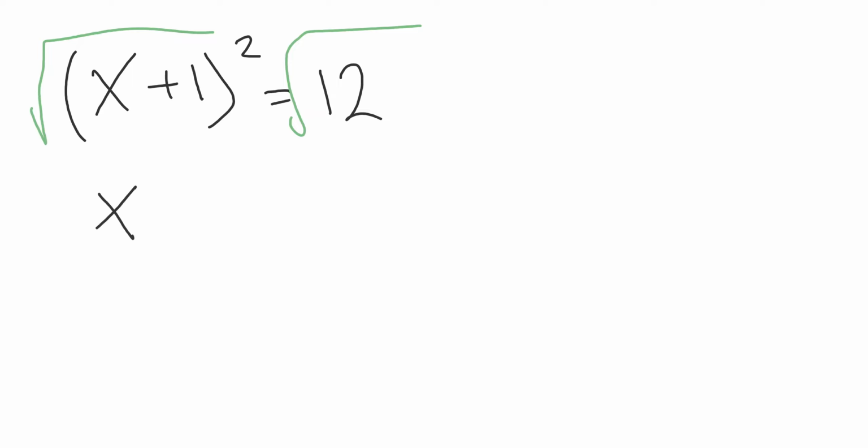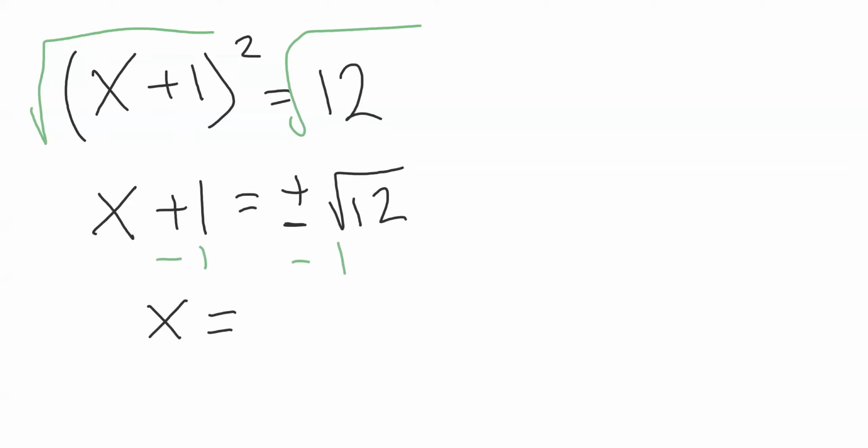So what we are now going to say is x plus 1 equals plus or minus the square root of 12. Okay. But now we want to solve for x, so we need to subtract 1 from both sides. And what that's going to look like is x equals -1 plus or minus the square root of 12. Okay. This is two different answers because one is a plus, one is a minus, and we also need to simplify this square root of 12.